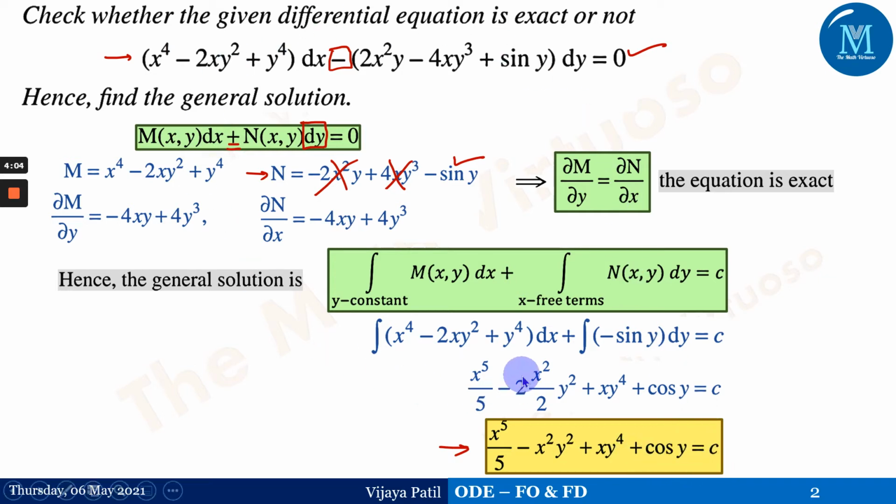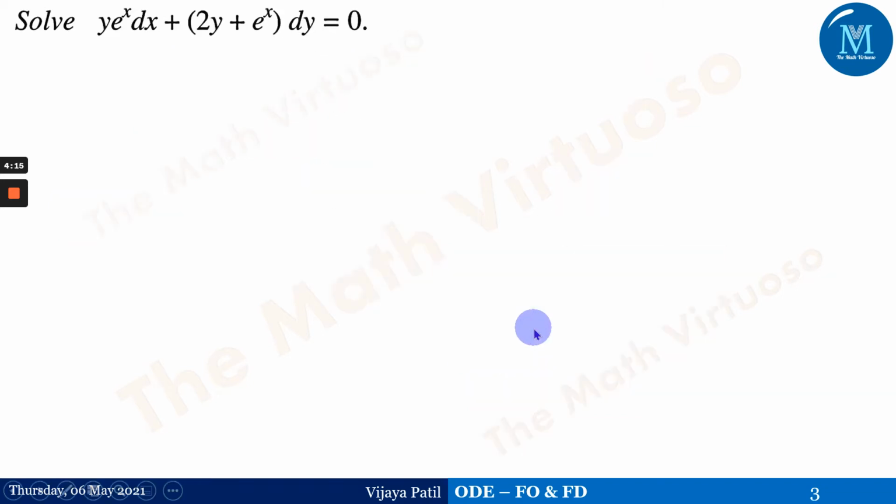So this is all about the question, when the equation is given in exact form, then we have to find the general solution in this way. This is the question which I have explained in detail. Let us go ahead with the next question.